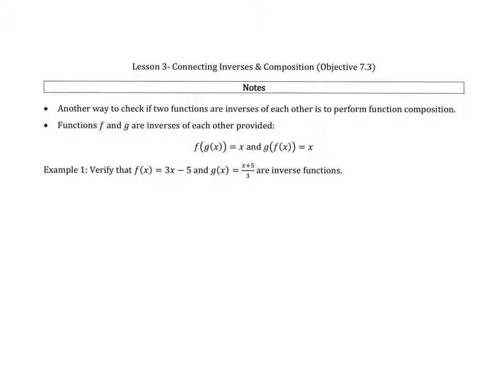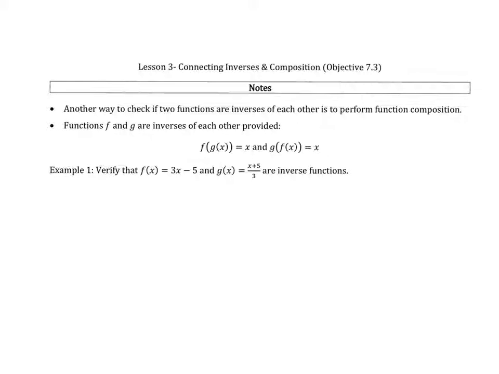So there's another way to check if two functions are inverses, and that is to see if the composition of those functions equals x, which is what the second bullet point right here says. We are looking at whether or not f of g of x equals x and g of f of x equals x. And so you have to verify that both work. For example, in example 1, it says verify that f of x equals 3x minus 5 and g of x equals x plus 5 over 3 are inverse functions.